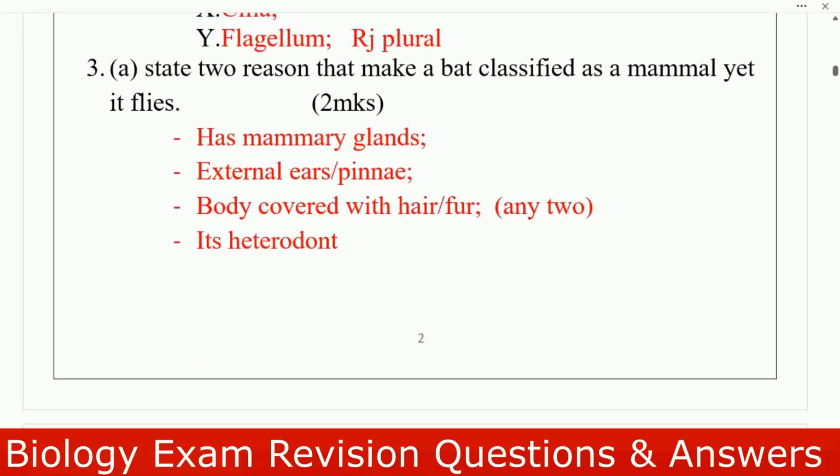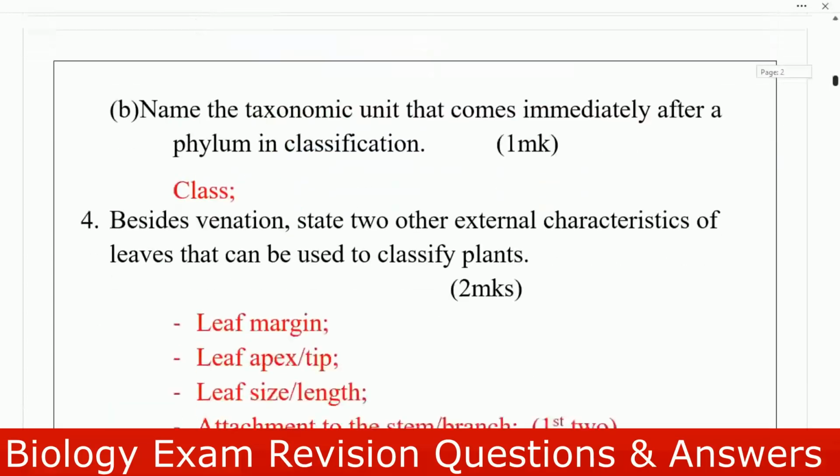State 2 reasons that make a bat classified as a mammal, yet it flies. The first reason is that it has mammary glands. Number 2, external ears, that is pinnae. Then, body covered with hair or fur, and then it is a homeotherm. Go to the next one.